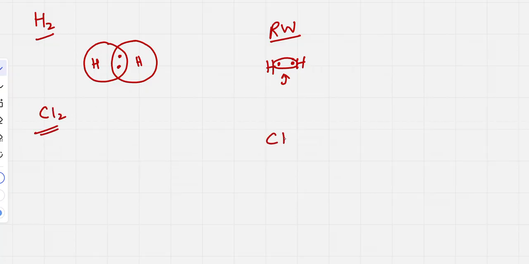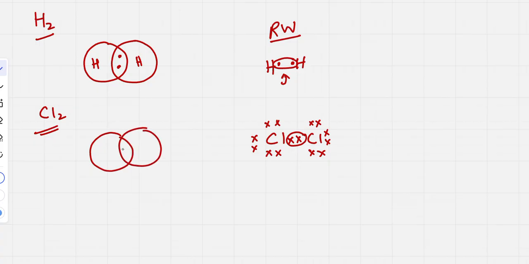Okay, chlorine is in which group? Yes, group 7. So then we'll draw 7 electrons over here, and then we'll draw 7 electrons over here. Now in order to have 8 electrons in the outermost shell, how many electrons does it need? Yes, it needs one more. So it means it will form only one shared pair. Then we'll draw the circles over here, and then in the shared pair we have two.